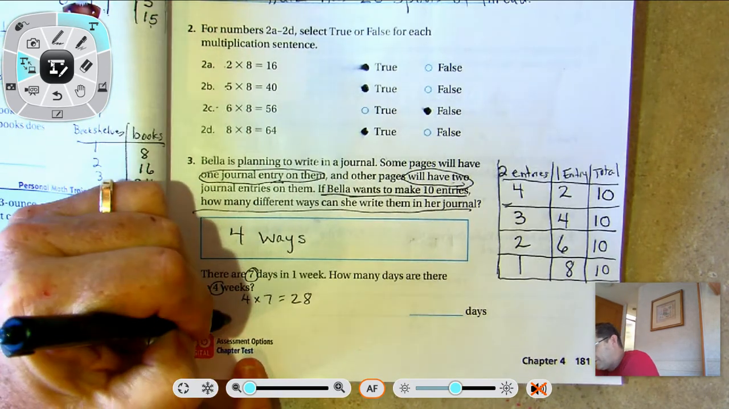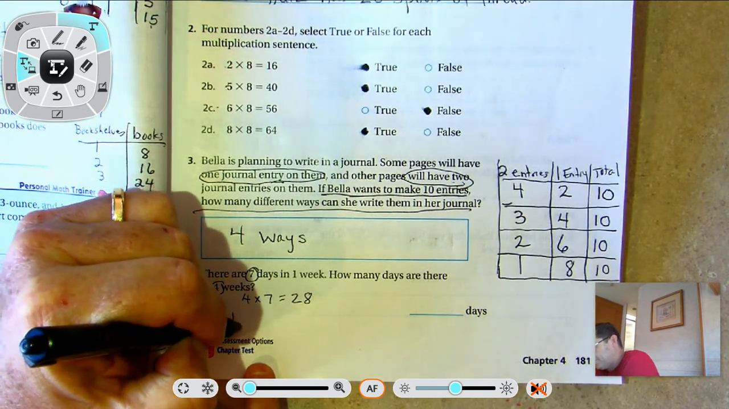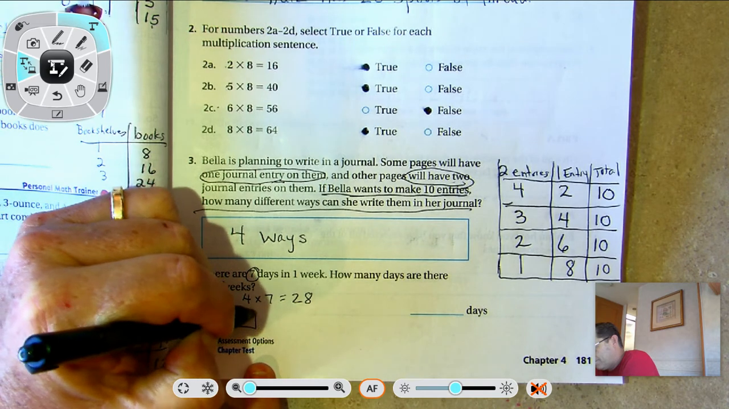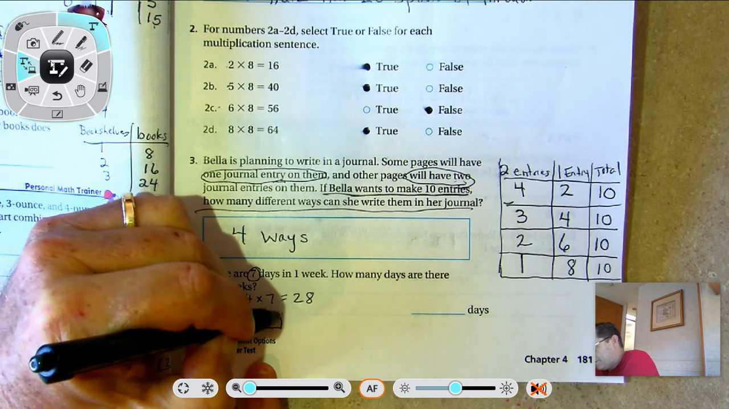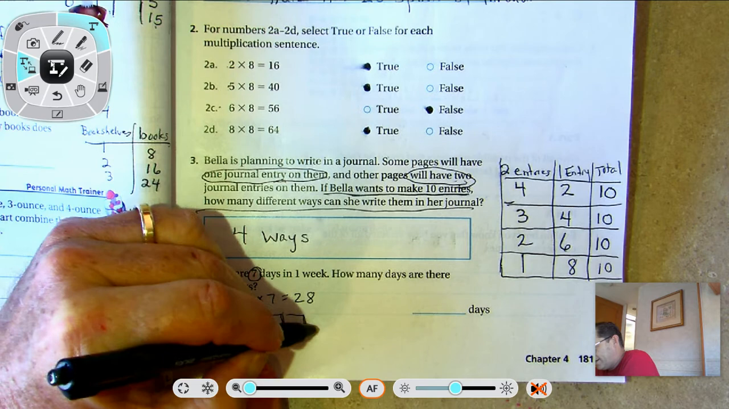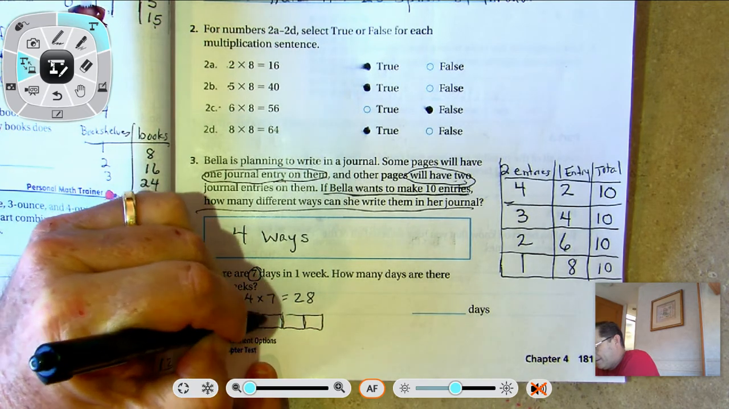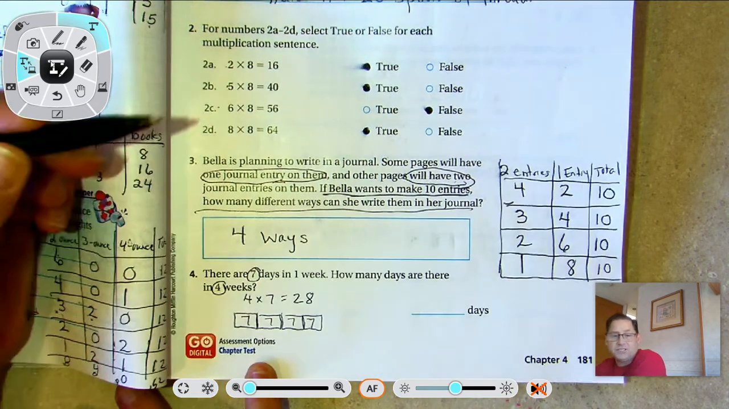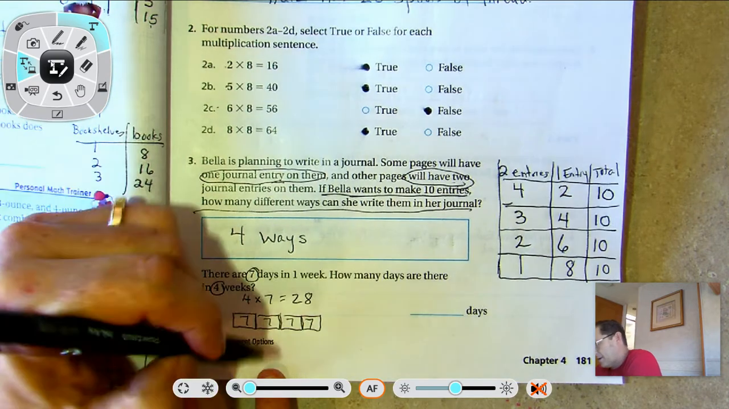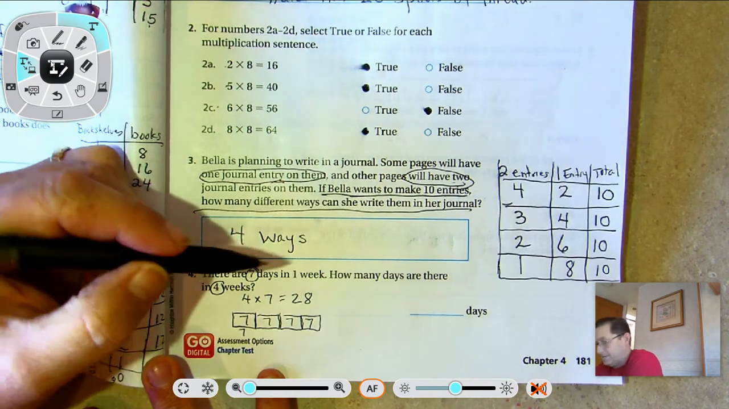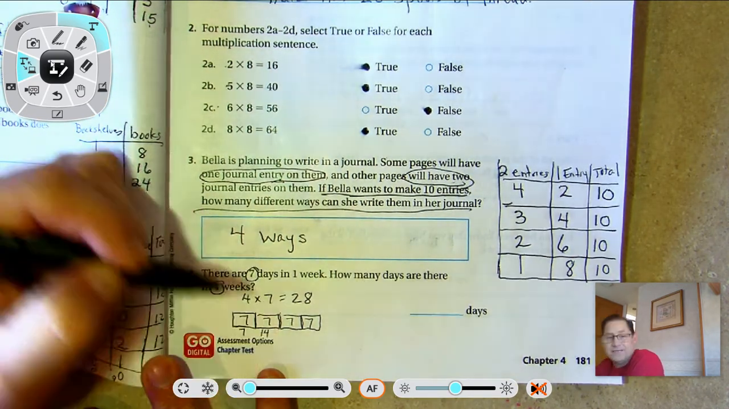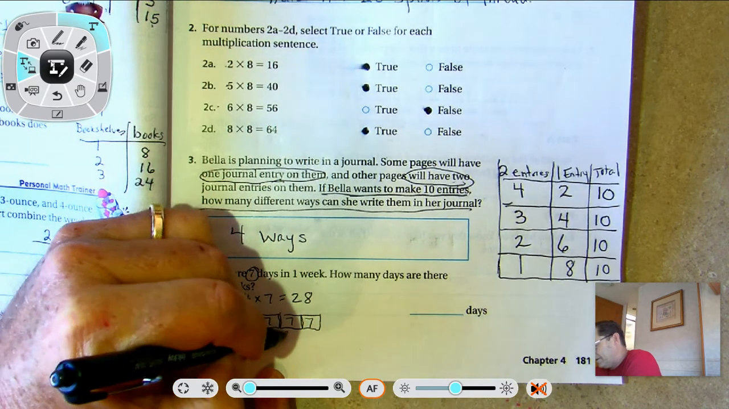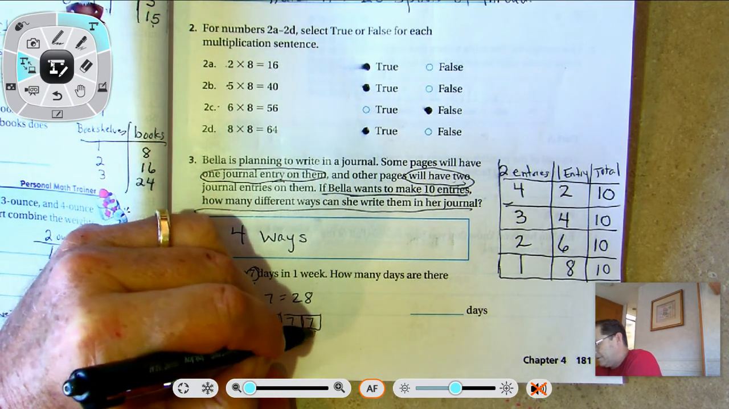I can draw a picture. And each box represents 1 week. And there's 7 days in each week. So 7 after the first week. 7 and 7 is 14. 14 plus 7 is 21. 21 plus 7 is 28.